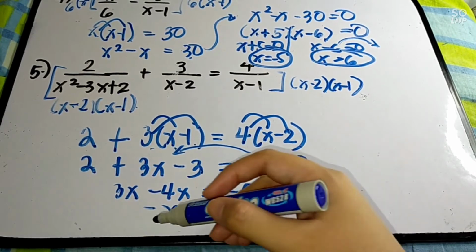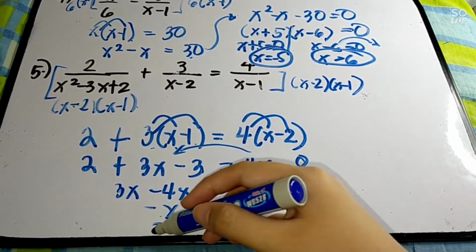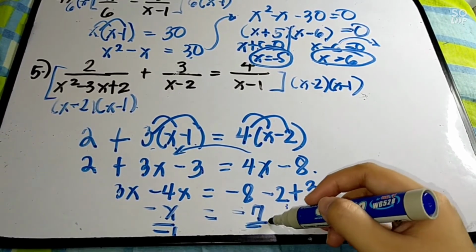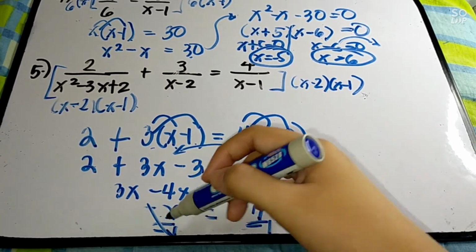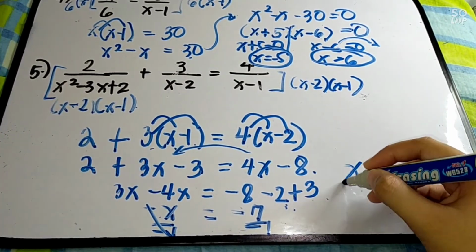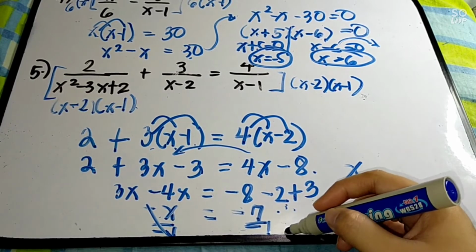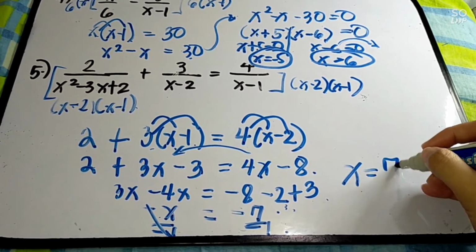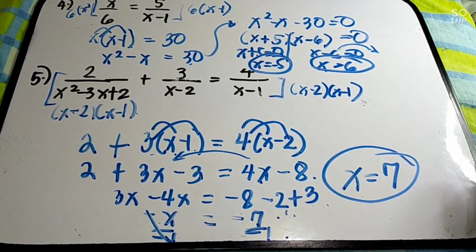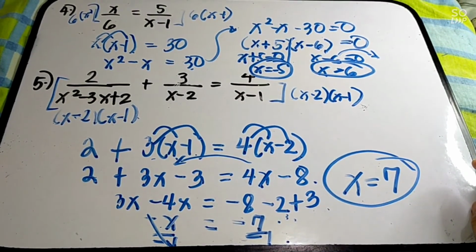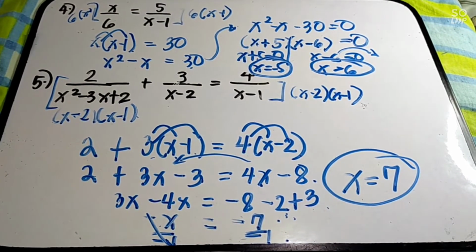Since may negative pa dito, kailangan mo pa i-divide by negative 1 kasi kailangan positive x lang ang matira. Cancelled out, magiging positive na siya. So, therefore, you have your x, then negative 7 divided by negative 1, the answer is positive 7. That is it. Is it clear? Let us have more examples pa.